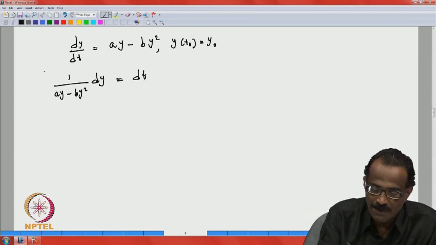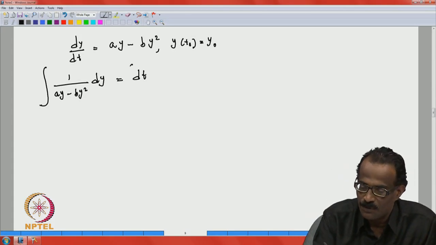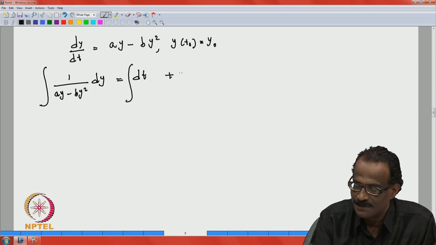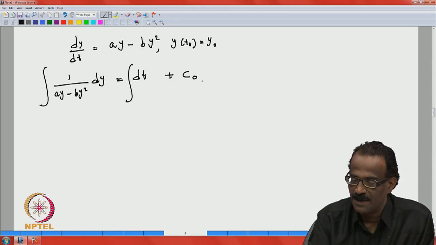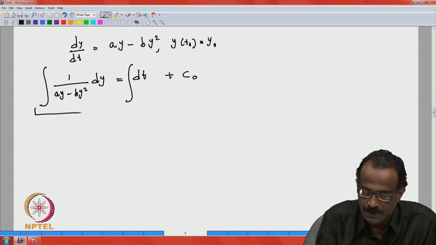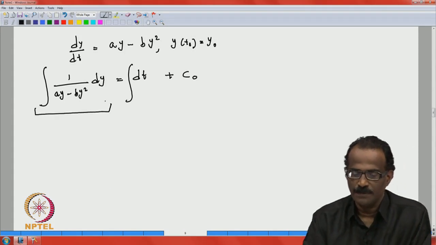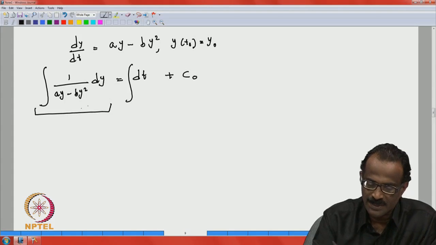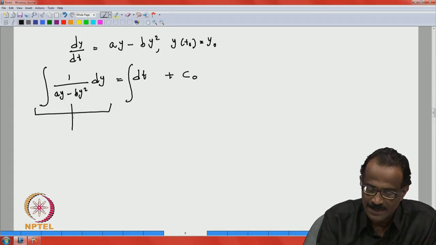So after that you integrate and put a constant, no problem. This is fine, how to integrate is all right. Now, how do you integrate this one? Of course, you would have studied how to integrate this. This integration is done via partial fractions.